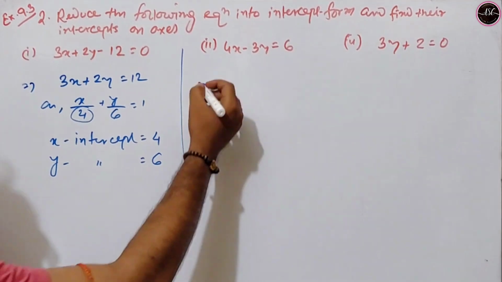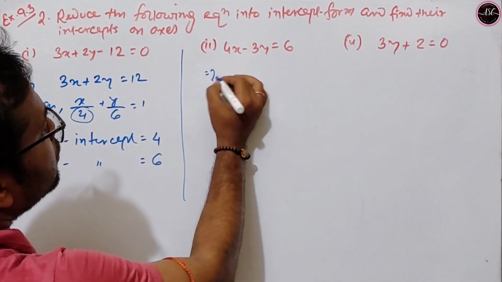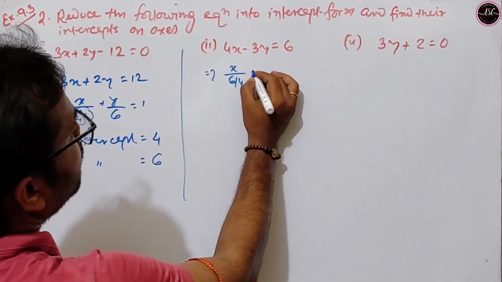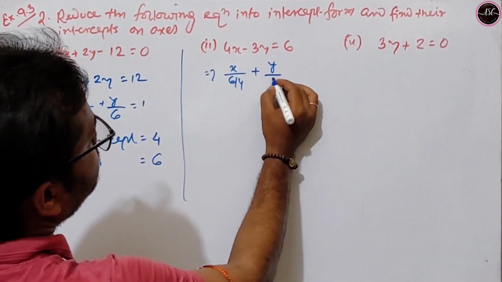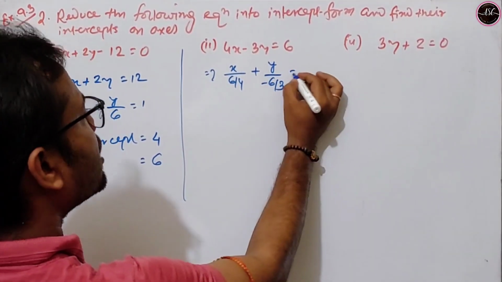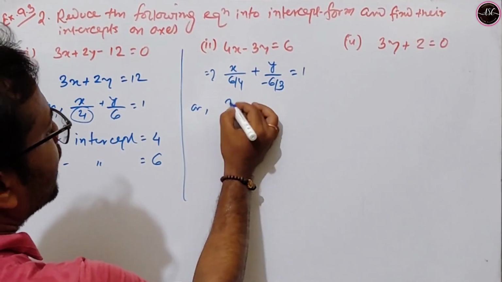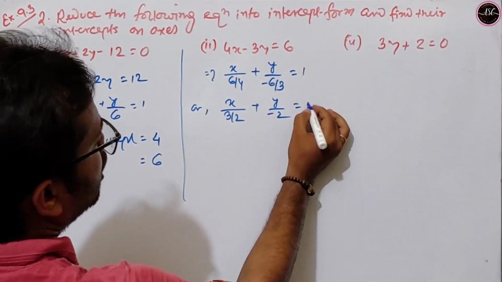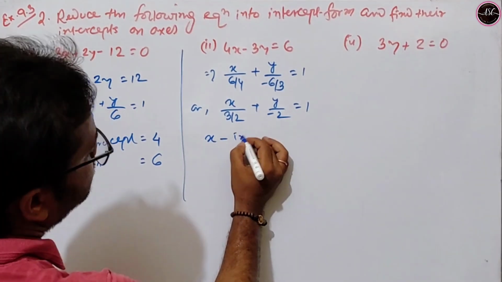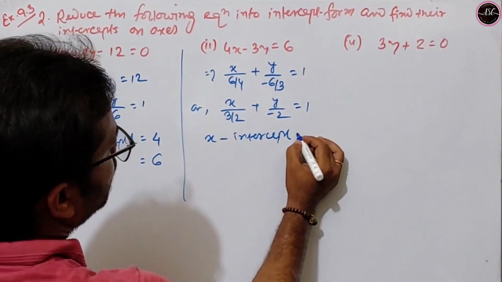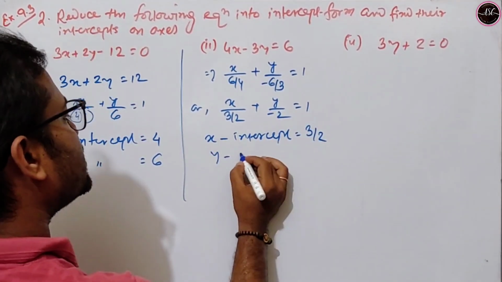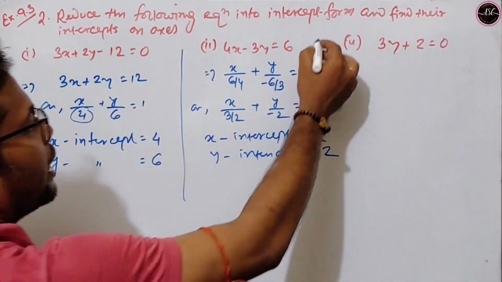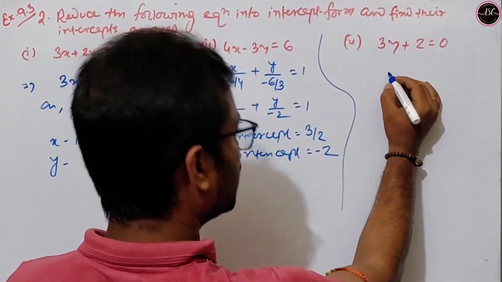Okay, similarly this can be written as x divided by 6 by 4 plus y divided by 6 by 3 minus 6 by 3 equal to 1. Or x divided by 3 by 2 plus y divided by minus 2 equal to 1. So x intercept is 3 by 2 and y intercept is minus 2.